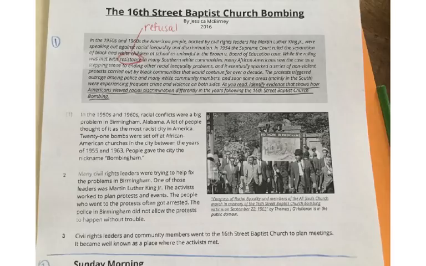Many civil rights leaders were trying to help fix the problems in Birmingham. One of those leaders was Martin Luther King Jr. The activists worked to plan protests and events. The people who went to the protests often got arrested. The police in Birmingham did not allow the protests to happen without trouble. Civil rights leaders and community members went to the 16th Street Baptist Church to plan meetings. It became well known as a place where the activists met.